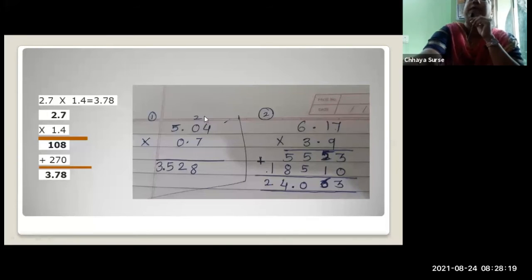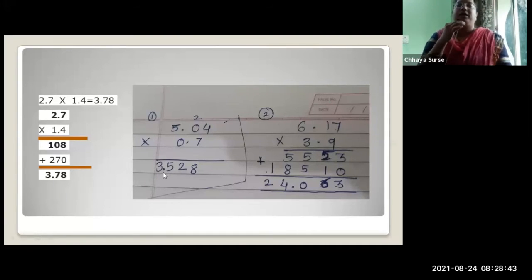This is simple multiplication, and you just count the decimal places and put the decimal point in the product. Here there were 3 decimal places. That's why before the 1, 2, and 3 digits, we have given here the decimal point. So now what is the product? 3.528. Okay. Next example.